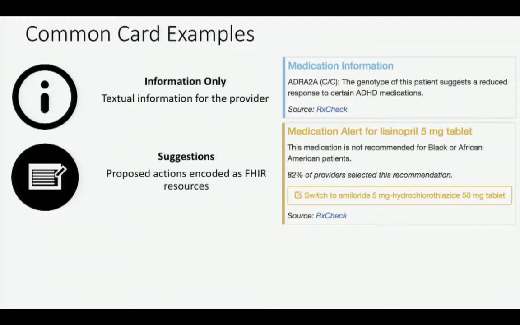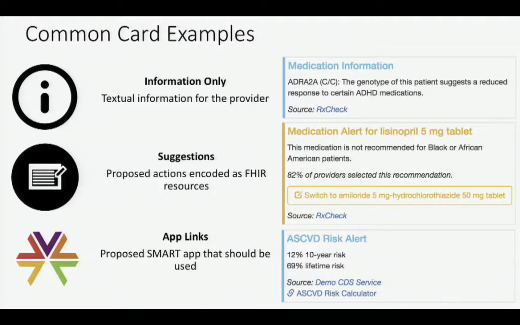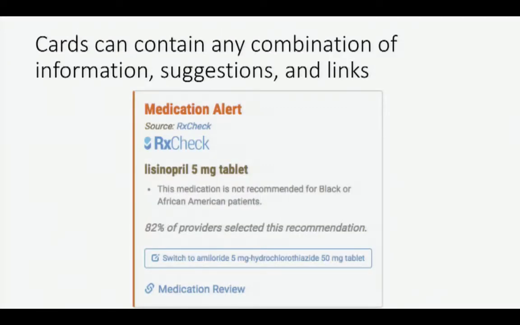And then finally, here's our card that returns an app link. So you can return links in cards, and a type of link that you could return is a SMART app link, so that the EHR knows that this is a SMART app and not just some regular absolute URL. Now, you can mix and match all this information into a very complex card, like in this case here. So we've got textual information. We've got a single suggestion, and cards actually can have multiple suggestions as well. We've got a link to a SMART app.